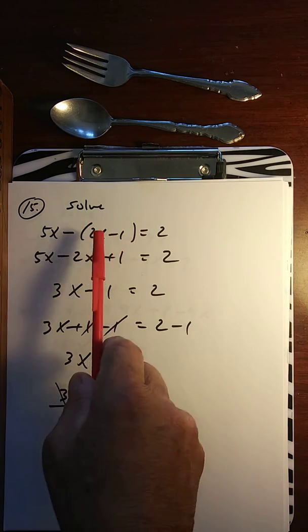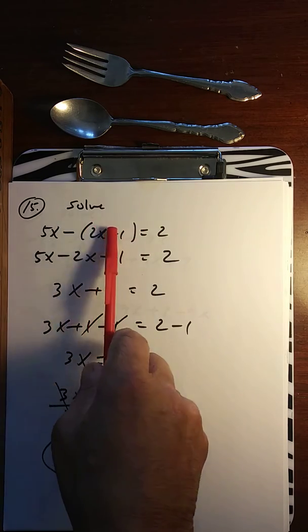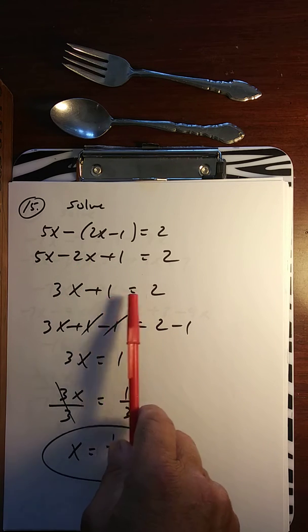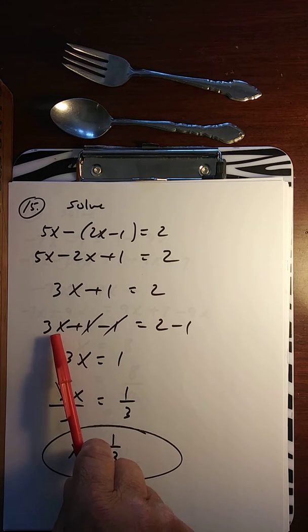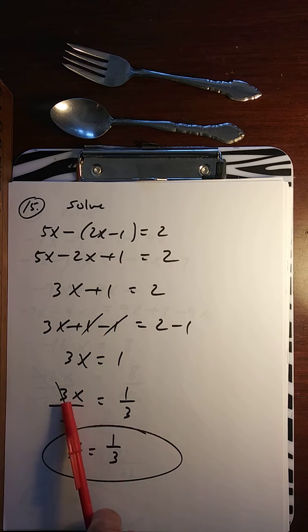5x minus parentheses, 2x minus 1 equals that. So do the parentheses stuff first. Negative of this is negative. Negative of negative is a positive. So now we have 5x minus 2x is 3x plus 1 equals that. And we have 3x and minus 1 both sides. These are gone. So 3x equals 1, divided by 3, divided by 3. So 1 over 3. And that's all we can do with it.